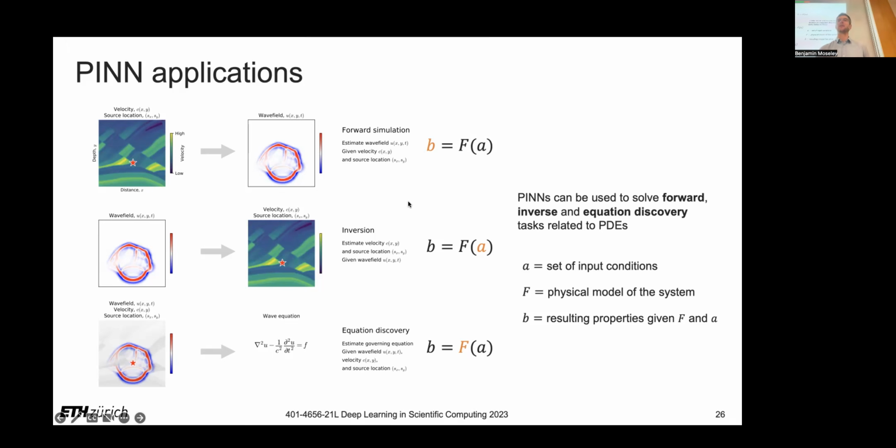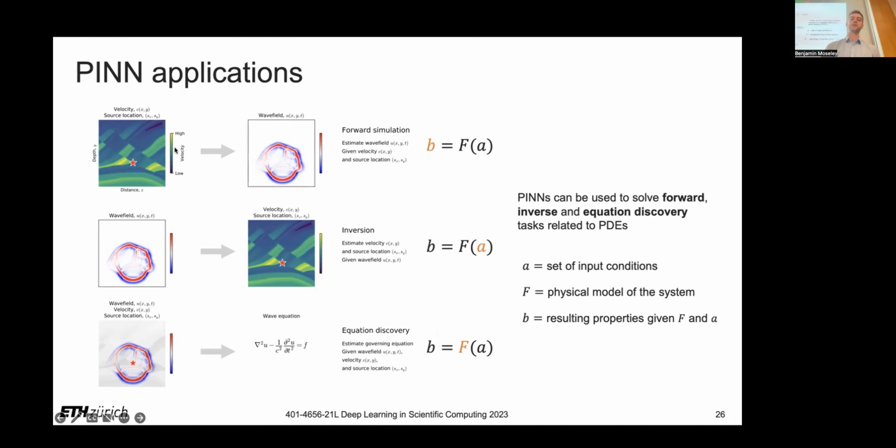But we also have these two other tasks which are really important, where the first is an inverse problem, which is, given the observations of the system, can we actually invert for its underlying parameters? And then the equation discovery is actually, can we learn something about the system itself? And so these are big, broad areas of scientific problems and really interesting to investigate.